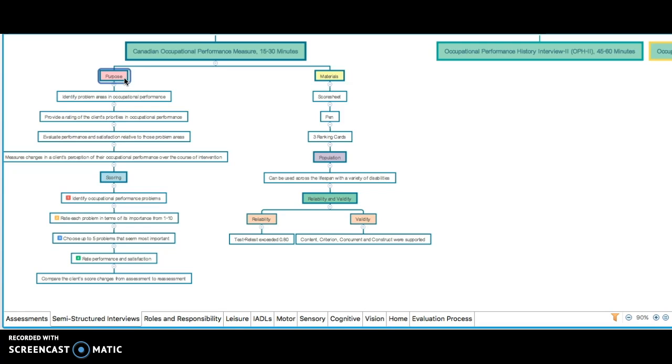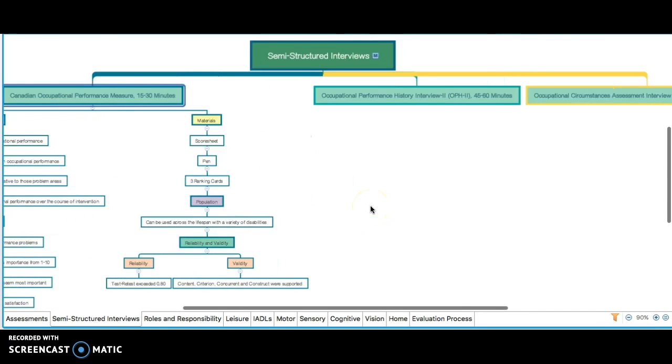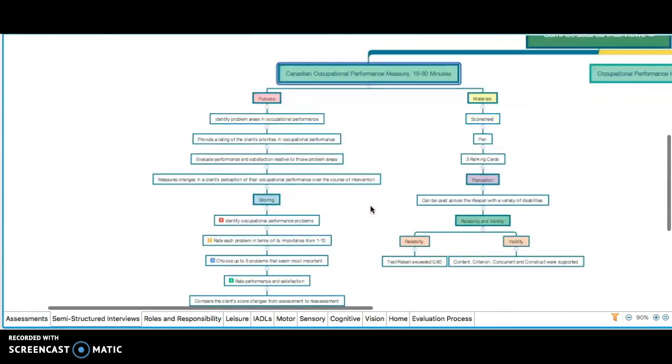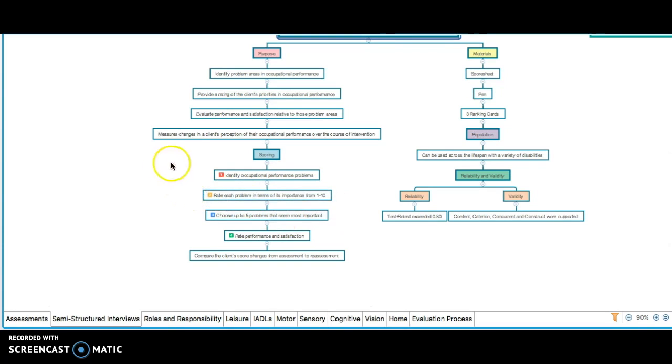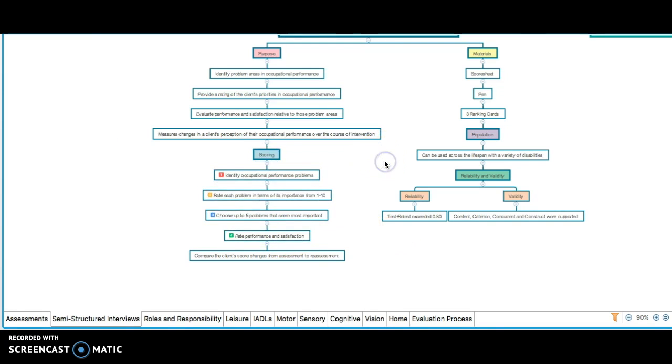The first type of assessment we are going to look at is the semi-structured interview. There are 3 semi-structured interviews mentioned in the Roman textbook. We decided to focus on the Canadian Occupational Performance Measure, or COPM, because it is widely used and the tool we learn how to administer in class. When scoring the COPM, we use the number markers to identify the correct sequence of administration and when to score specific items. Now let's move on to the next category of assessments.